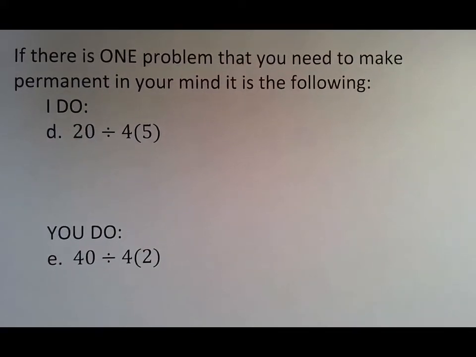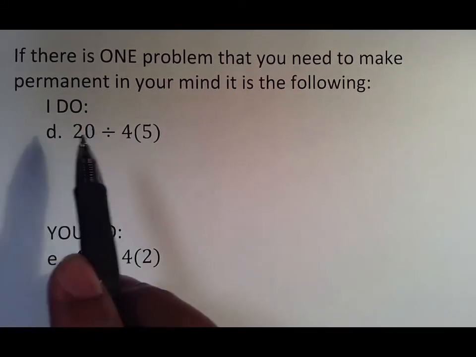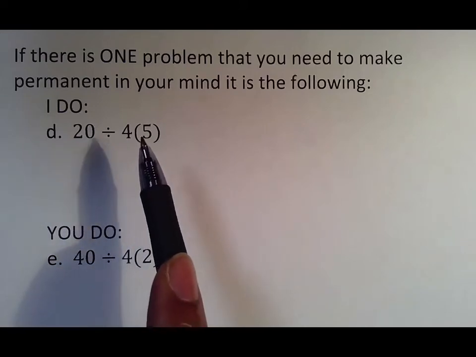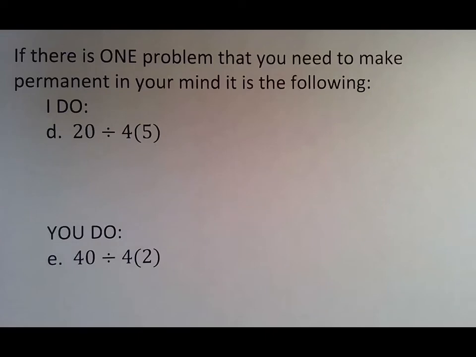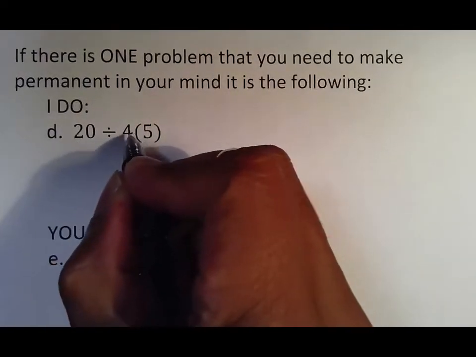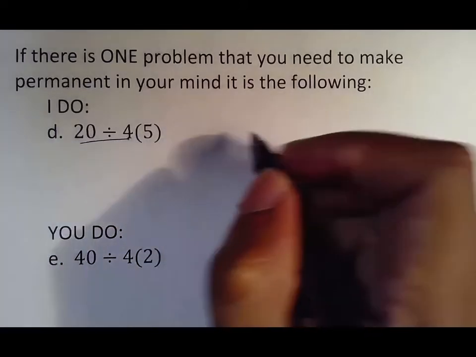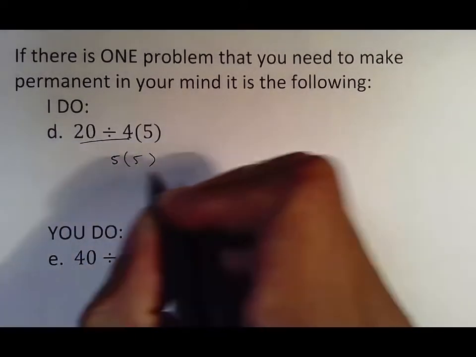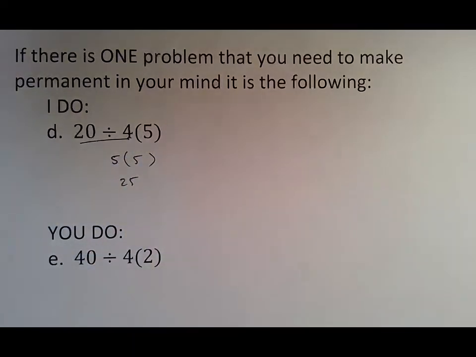If there's one problem you need to make permanent in your mind, it's this one. And the problem with this one is because people see the parentheses, they automatically assume you do the 4 times 5 first. But that's not a parentheses, that is multiplication, which means division, multiplication. The first thing there is division. So 20 divided by 4 is 5. Copy your times 5. And 5 times 5 is 25.